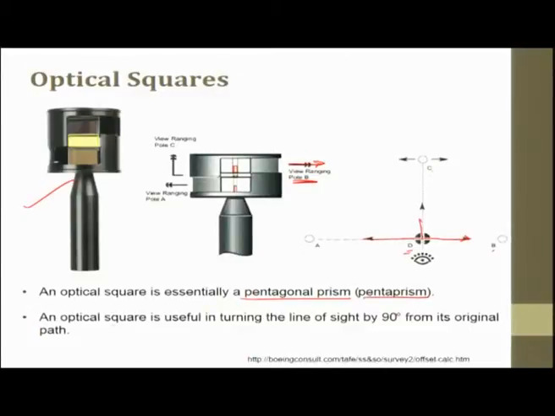An optical square is useful in turning the line of sight by 90 degrees from the original path. This is a very important parameter, and this is a wonderful device, because this pentaprism takes care of many of the misalignments which are there in the box or in the device itself.